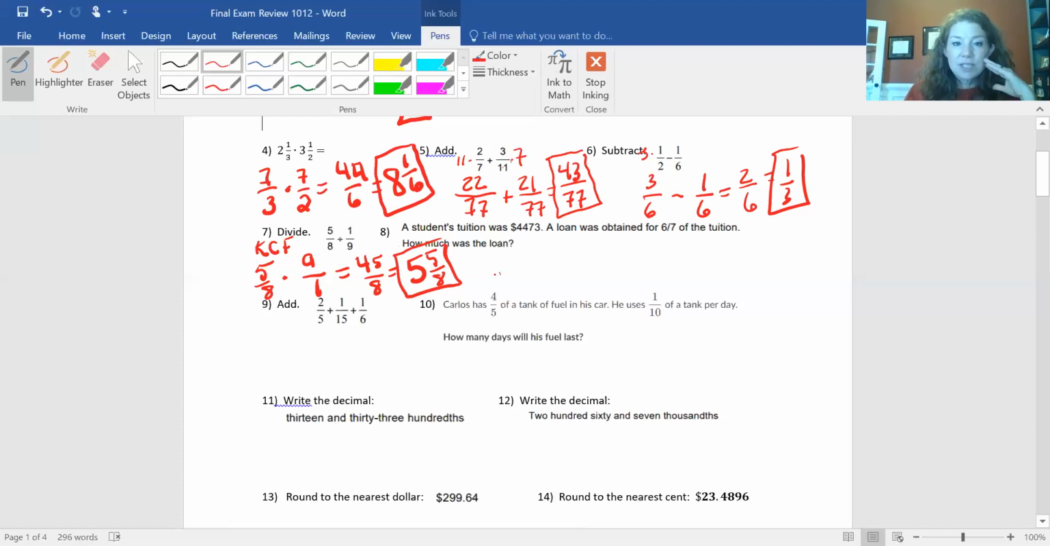Number 8, a student's tuition was $4,473. A loan was obtained for 6/7 of the tuition. How much was the loan? So we want to know what is 6/7 of 4,473. Let me start over on that one.